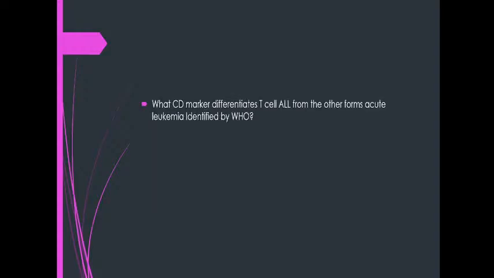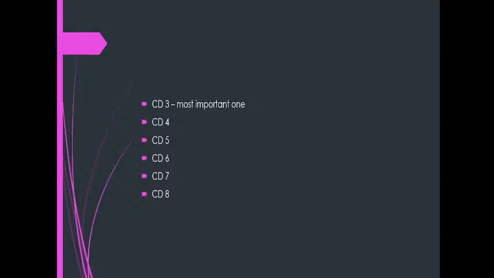Pero medyo dumadami na ang kailangan i-memorize, no? Medyo dumadami na, guys. Alright? Paunti-unti. Huwag kayo mag-alala, meron pa tayong FAB classification. Don't worry. Dadagdagan ko pa. Alright? Now, what CD marker? Ayan na pala 'yun.